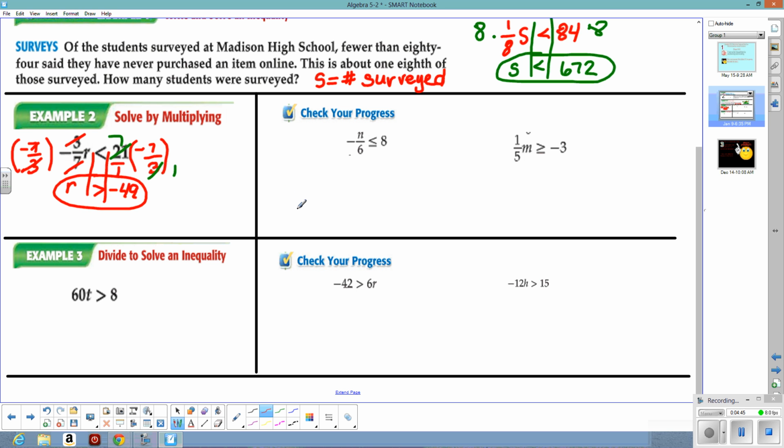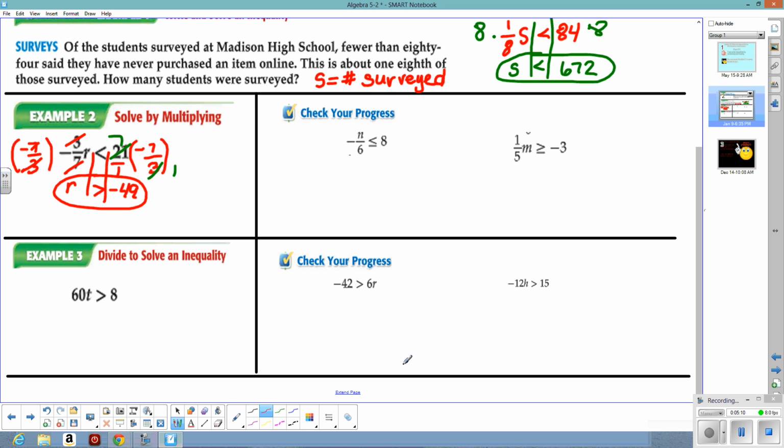Now if you wanted to check this, you could choose a number that's greater than negative 49, plug it in and see if it works. Well, I'm going to just use 0 because that's an easy one and it's greater than negative 49. If I plug in 0 for r, negative 3/7 times 0 is 0, and 0 is less than 21. So I think we're on to the right thing there.